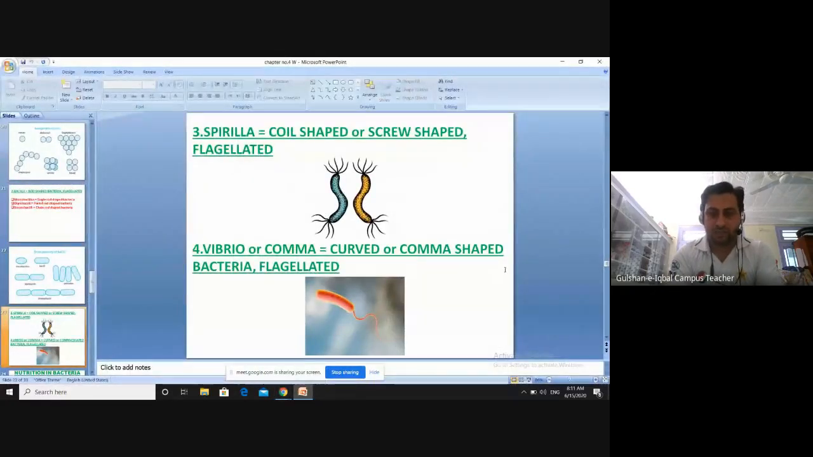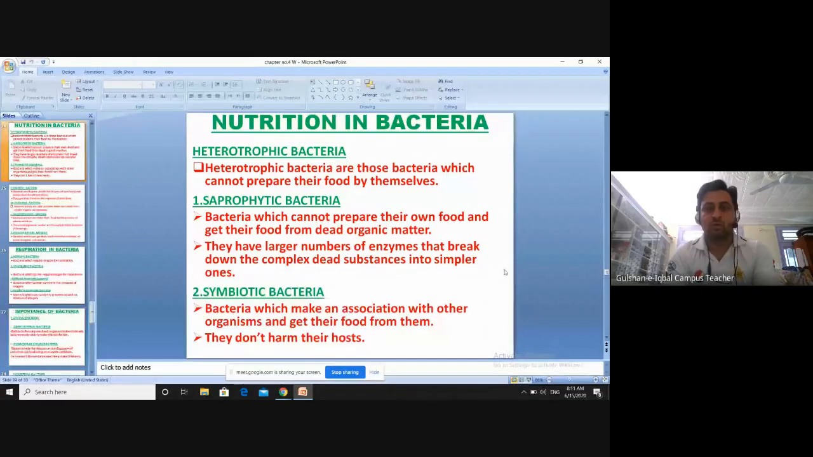Okay, so the next topic is nutrition in bacteria. Nutrition means the intake of food. So how do bacteria take in their food? How do they survive on the basis of their nutrition? Let's see what the types of bacteria are according to nutrition. There are two basic types of bacteria according to nutrition: number one is heterotrophic bacteria, and number two is autotrophic bacteria.